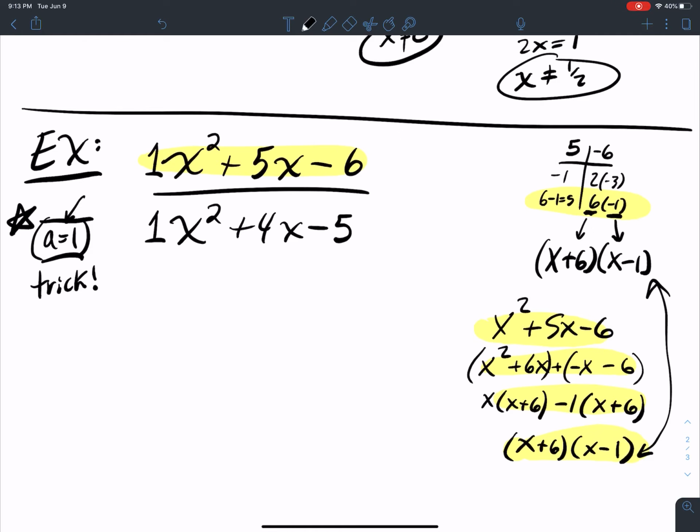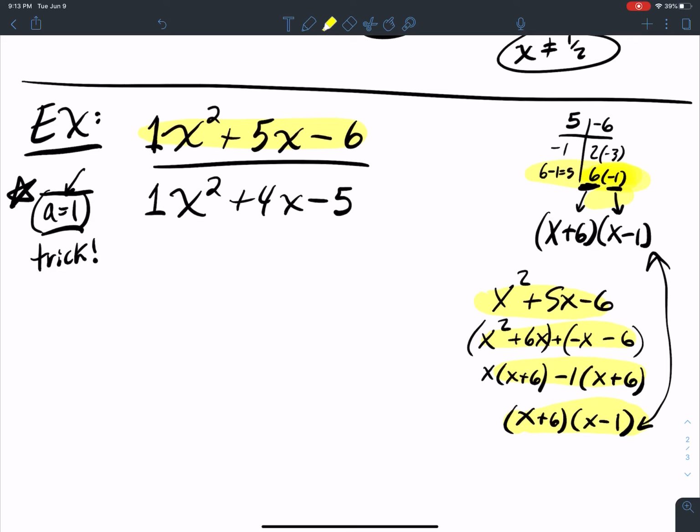But if it's a 1 in front, then you can use this trick, and once you get these values right here, all you've got to do is do the plus 6 and the minus 1. So this numerator factors to x plus 6 times x minus 1.